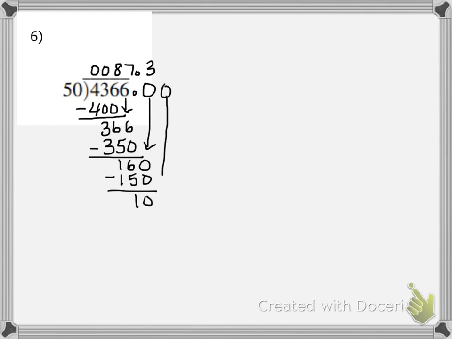So I'm going to add another 0 in to bring down to make it 100. And we can make 2 groups there. So we can stop dividing because we have no more remainder. So our quotient is 87 and 32 hundredths.